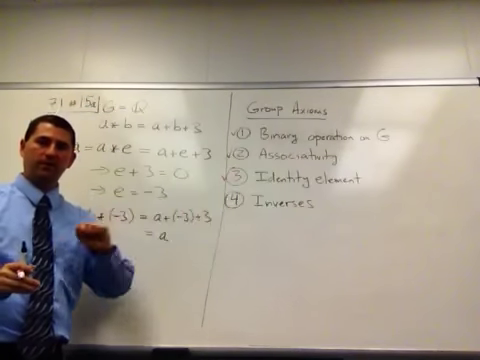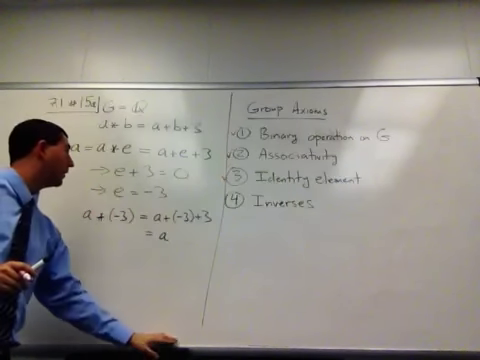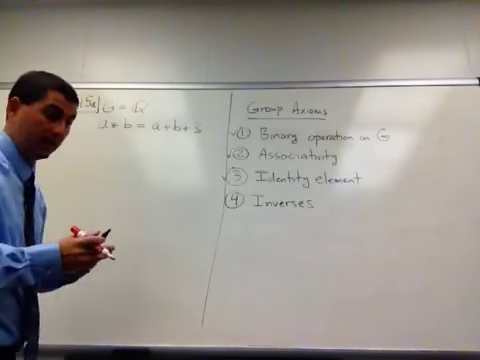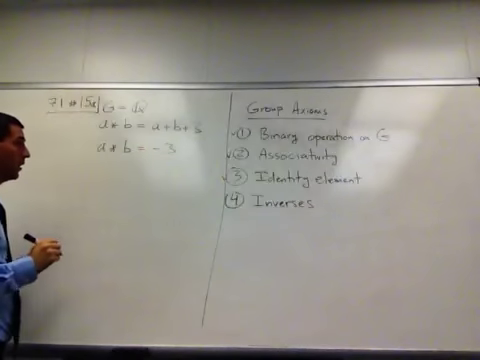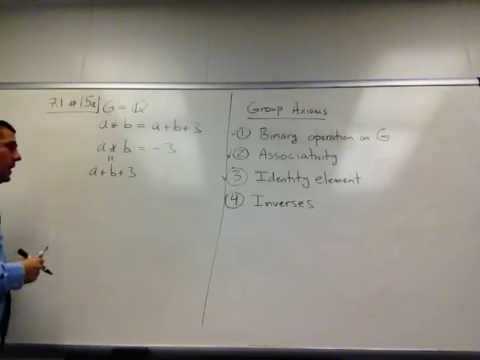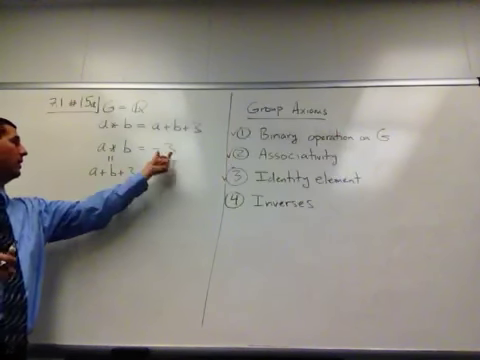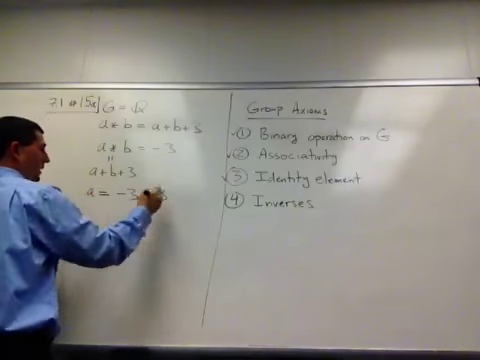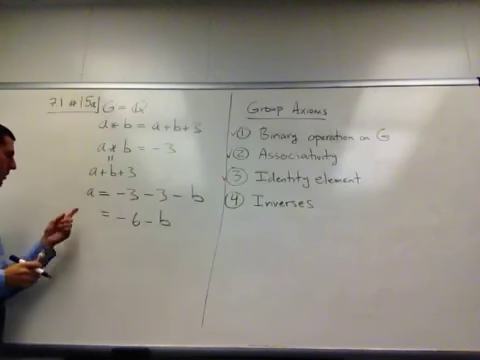Okay, last we need to find inverses. So in this case, we need to find something that we can compose with A and get back to the identity, which is negative 3. Again, we could guess at what it is, or we could just suss out what it must be if it exists. So, if we had A star B equals negative 3, what does that mean? Well, A star B is A plus B plus 3. And so what does this imply? If A plus B plus 3 is equal to negative 3, then A should equal negative 3 minus B, which is equal to negative 6 minus B.